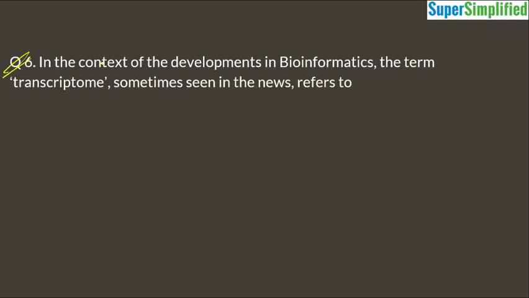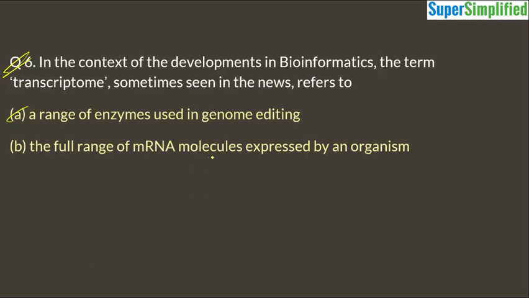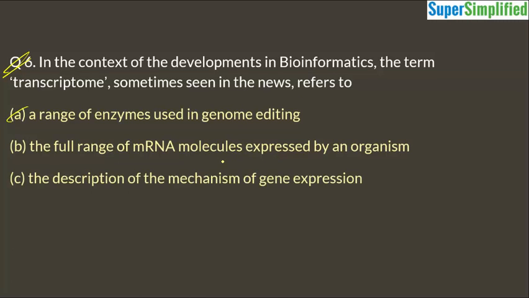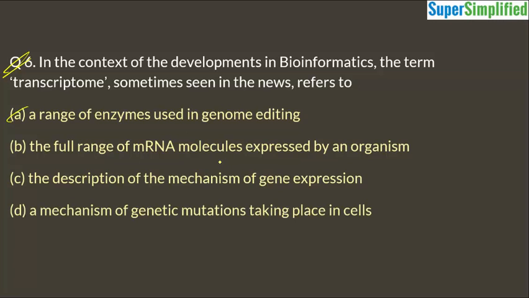Coming to question number 6. In the context of the developments in bioinformatics, the term transcriptome, sometimes seen in the news, refers to A, range of enzymes used in genome editing, B, the full range of mRNA molecules expressed by an organism, C, the description of mechanism of gene expression, and D, a mechanism of genetic mutations taking place in cells. This is a technical question, and only if you know about it can you answer it. The correct answer is B, the full range of mRNA molecules expressed by an organism.